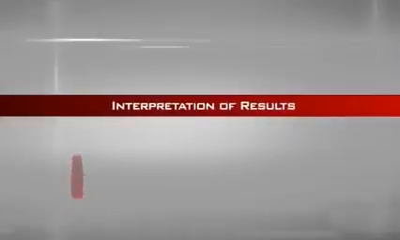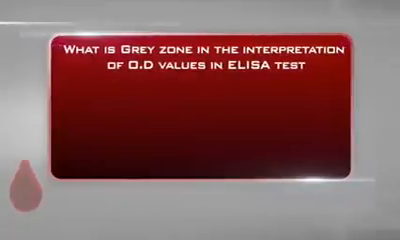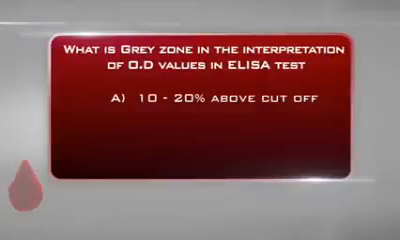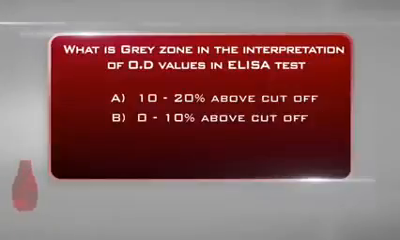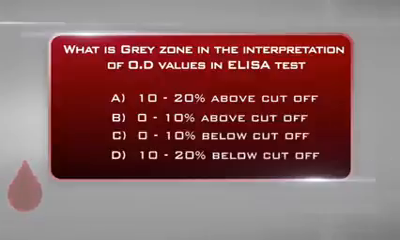Interpretation of results. Calculate the cutoff value as per the kit literature. Those which are above the cutoff value are interpreted as positive or reactive. What is the grey zone in the interpretation of OD values in the ELISA test? A. 10 to 20% above cutoff. B. 0 to 10% above cutoff. C. 0 to 10% below cutoff. D. 10 to 20% below cutoff.